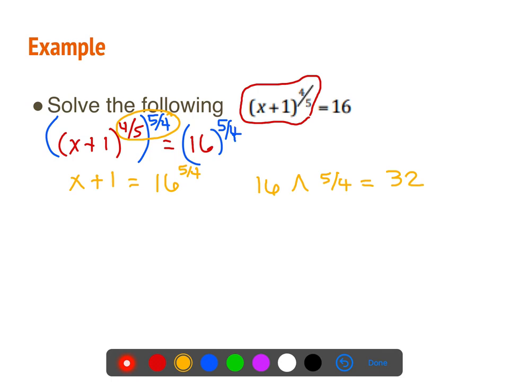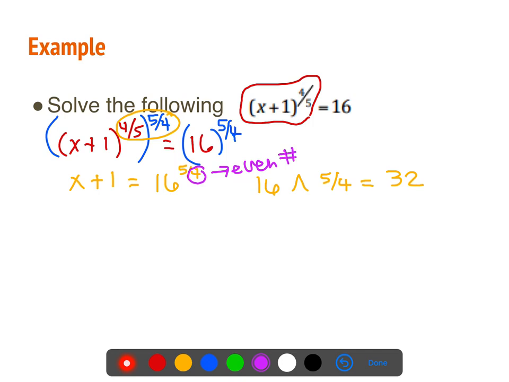And then I go to my calculator. I type in 16 to the 5/4. And the calculator is going to tell me the answer is 32. Because the 4th root of 16 is 2. And 2 to the 5th is 32.